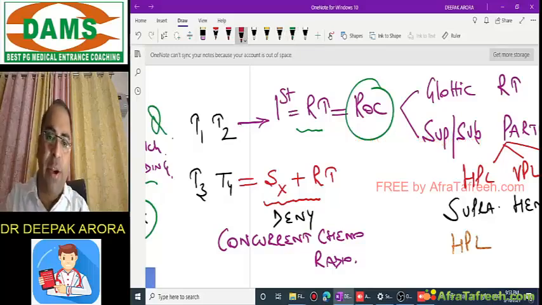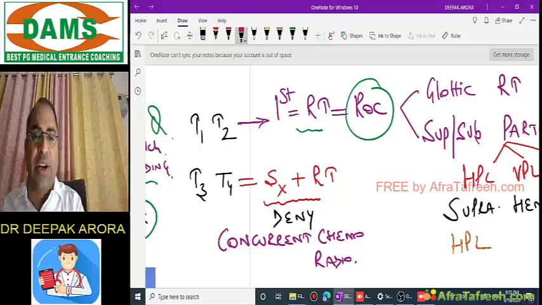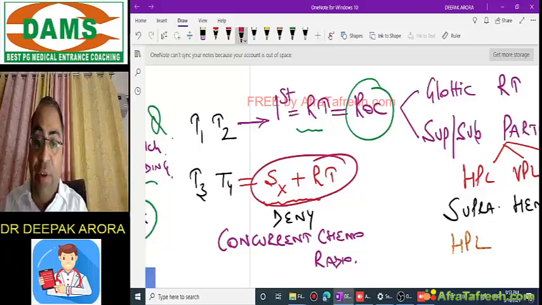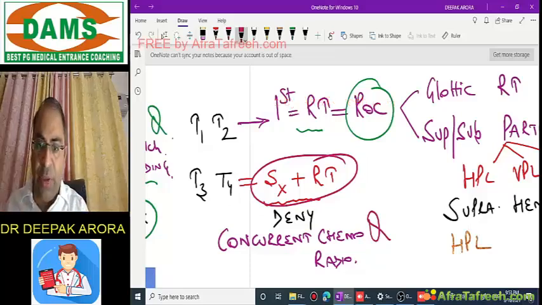T1, T2: only radiotherapy, first line of treatment. But if my T3, T4 patient denies surgery, I can go for concurrent chemoradiation. This is a basic funda. I am repeating again: T1, T2, radiotherapy. T3, T4, surgery plus radiotherapy. Patient denies, go for concurrent chemoradiation.